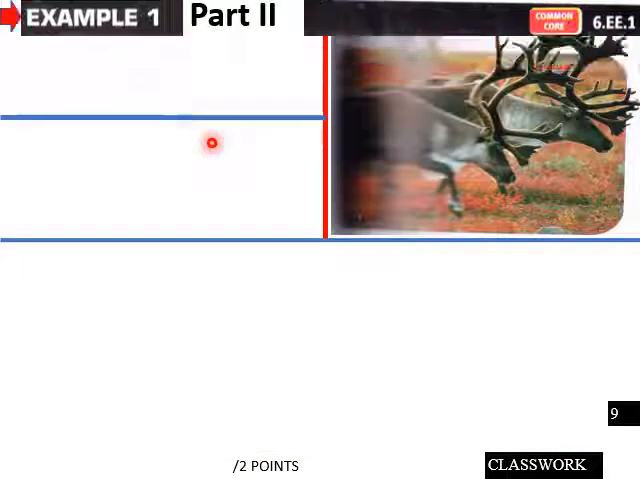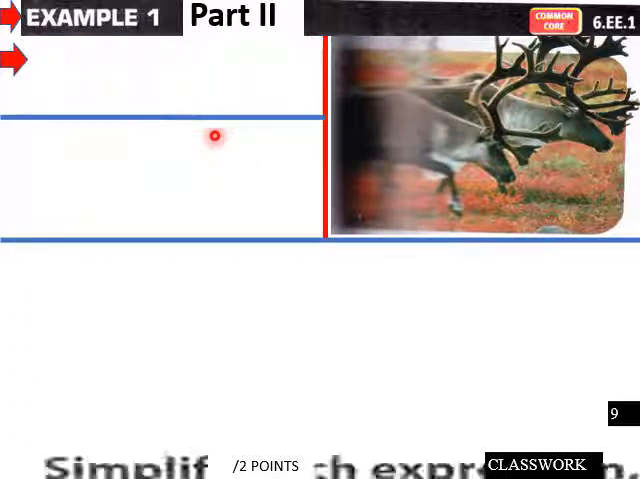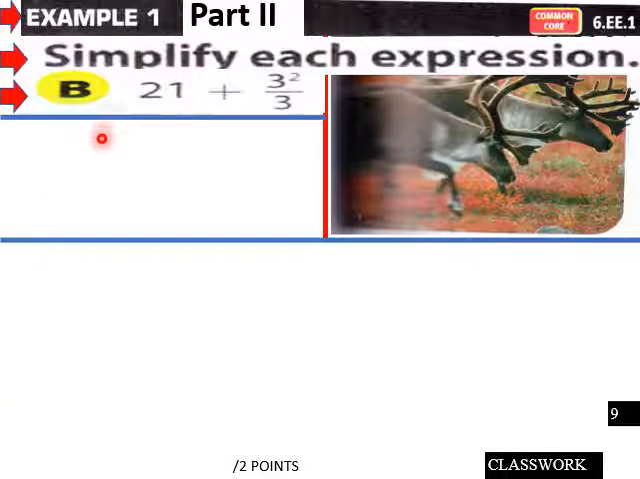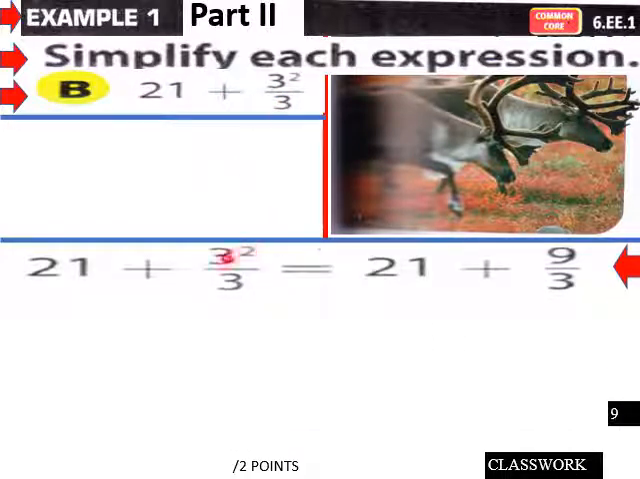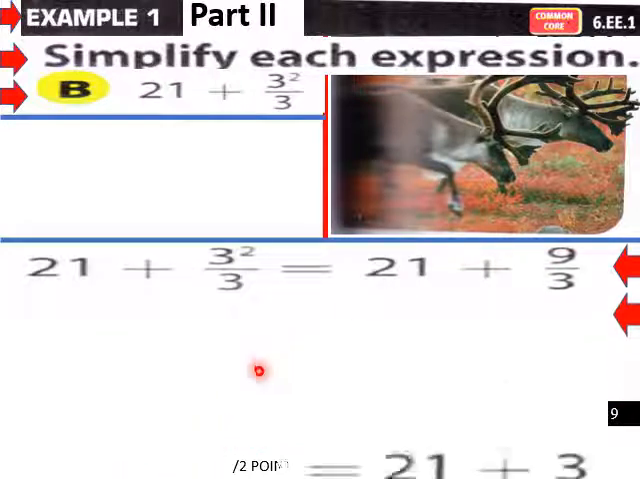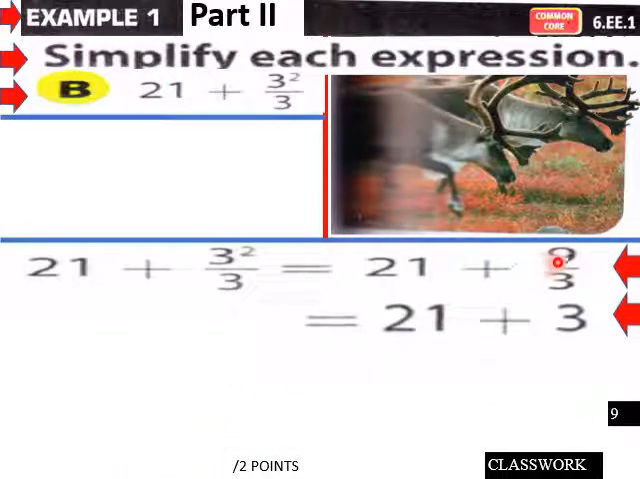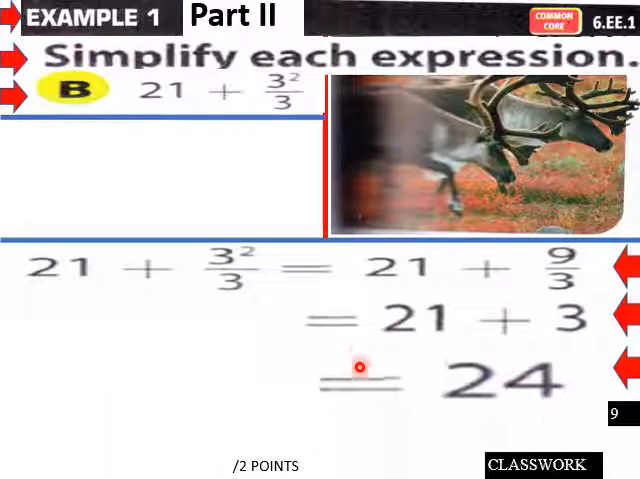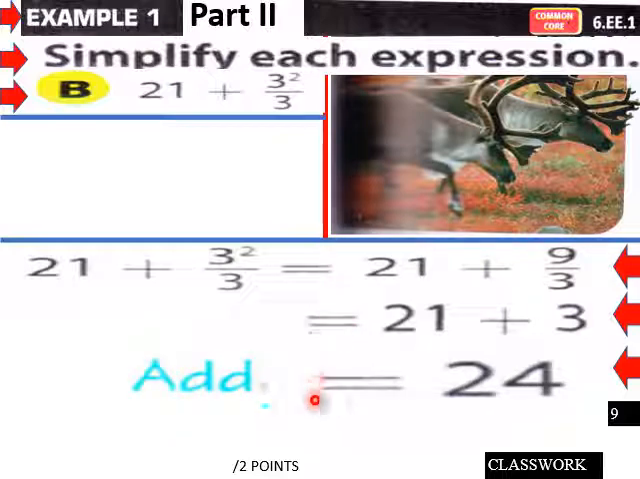Let's try another one, part 2 of example 1. Simplify each expression again: 21 plus 3 squared over 3. How would we simplify that? 21 plus 3 squared over 3 would be 21 plus 9 over 3. So what's 9 over 3? 9 divided by 3 is 3. So 21 plus 3 would be what? 21 plus 3 would be 24. So when it's simplified, it would be 24. You add.